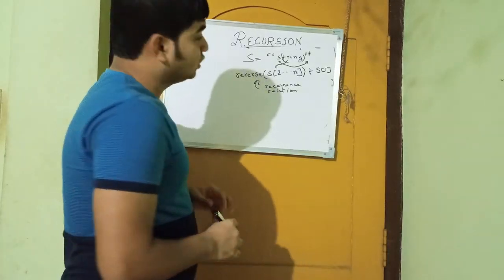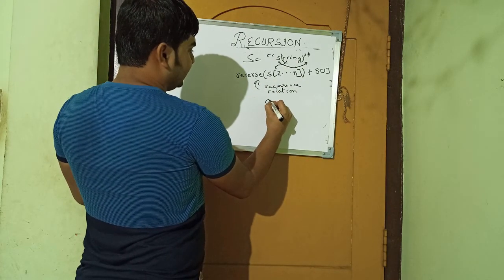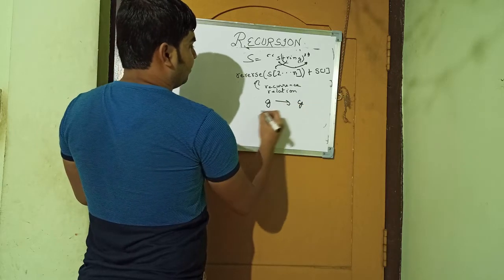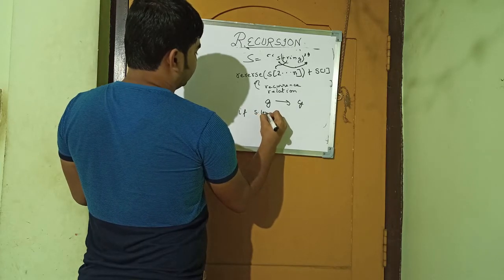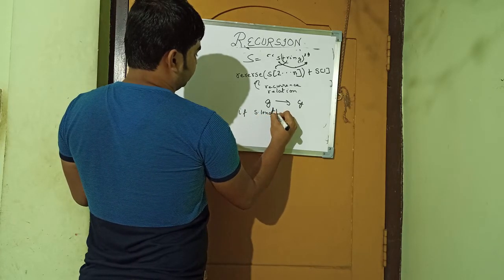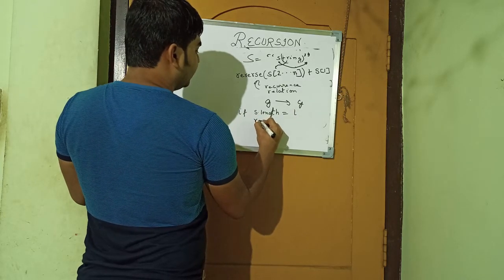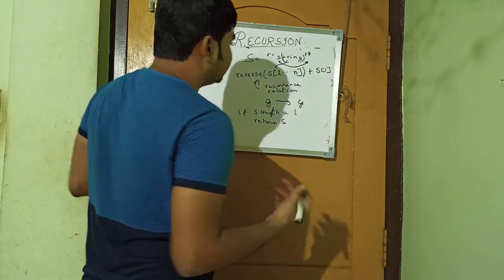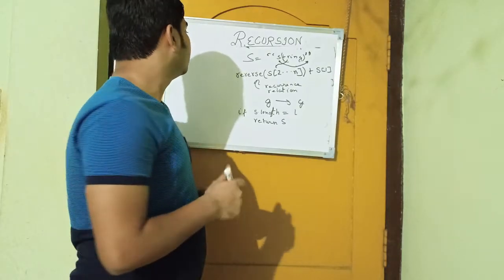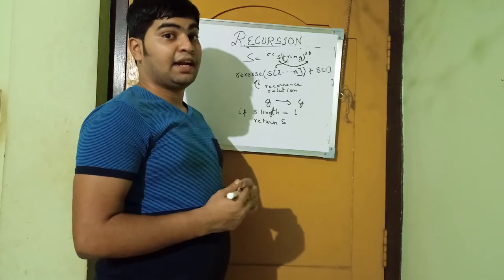So what will be our base case? The base case is when we have a single character, like g, then we can directly return g. So if s dot length is equal to 1, then we return s. So that's it, as simple as that. Recursion is very simple if you can think it and follow the process.